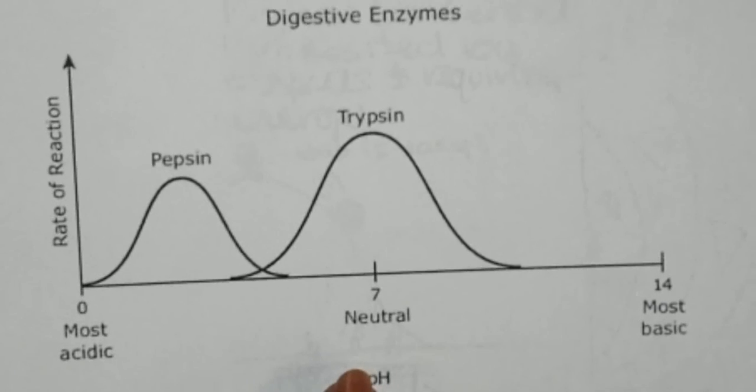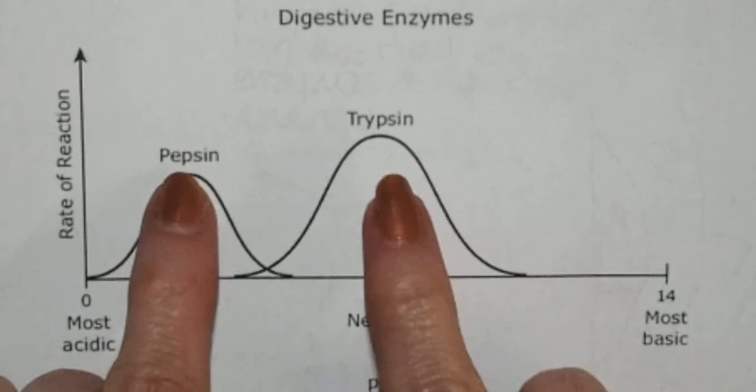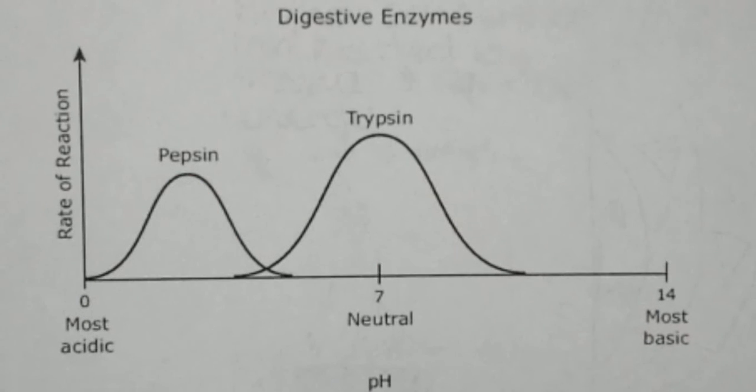How many enzymes are on here? Two of them. We have pepsin, we have trypsin. Do they both work best at the same pH? No. Which one works at the most acidic pH? Where in your body is it working? Why? Because that's where the acid is. That's exactly what they're asking you here.